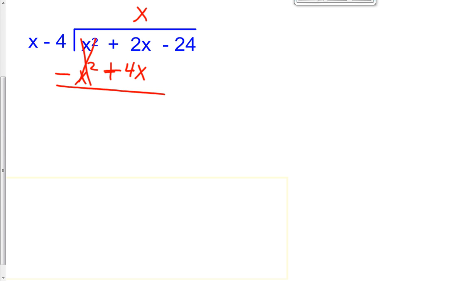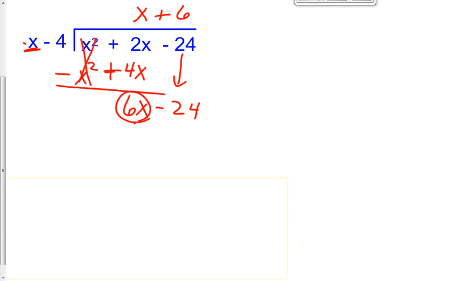Class, I want to stress the importance of this step because this should always happen. Your first term should always cancel out. We rig it that way. Okay? So now we don't have any x squareds, and now we have 6x. Now just like in the third grade, you bring this down. So minus 24. After you bring that down, we're going to start this whole process over again with saying x times what gives 6x. So now we're saying how many times does this go into this? So x times 6 is 6x.